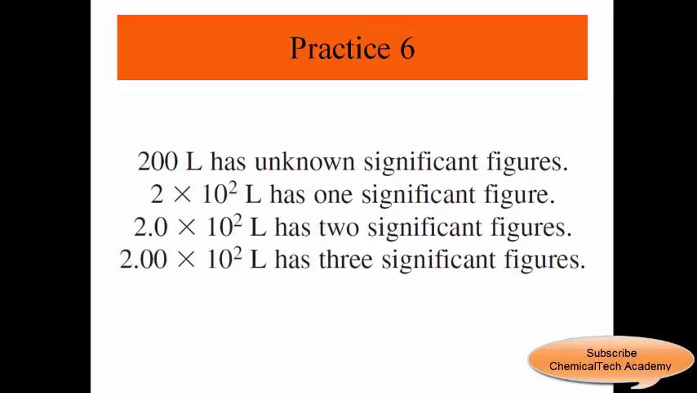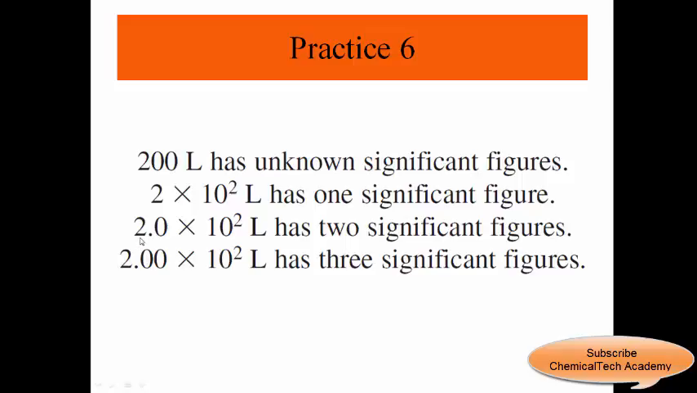This slide shows a very good example that shows how these trailing zeros work. For example, the first one says 200 liters has unknown significant figures. Or we said, when we don't have a decimal point, we can say we have one significant digit. For the second example, 2 × 10^2 liter has one significant figure, because again, we have one non-zero, so we have only one significant figure.